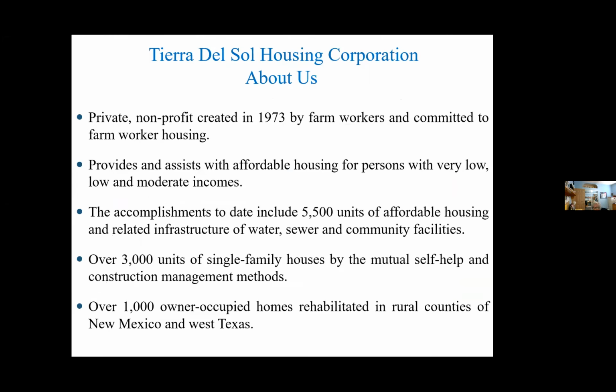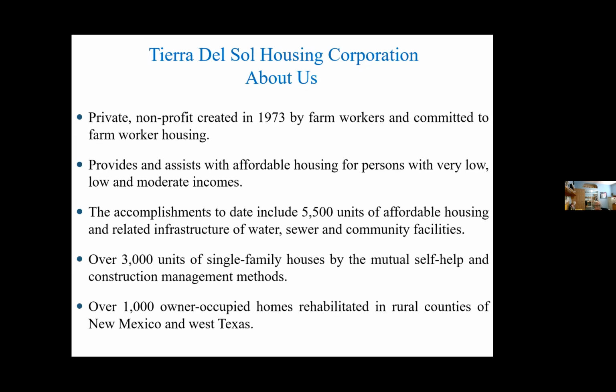Tierra del Sol Housing Corporation was started in 1973 specifically for farm workers to help them with their housing. We provide and assist affordable housing for persons, and what is key here is that we're looking at low income levels or moderate incomes for qualifications. This PowerPoint is about 2 or 3 years old, and it shows that we have completed 5,500 units of affordable housing. However, by now it's increased quite a bit more. So know that these numbers are accurate 2 or 3 years ago, but they have increased since then.